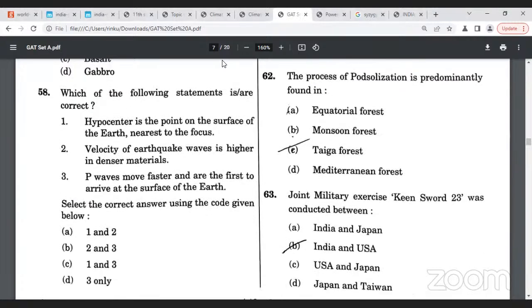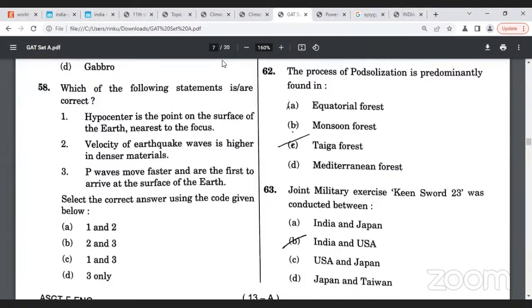Next, question number 58. Which one of the following statements is correct? First statement: hypocenter is the point on the surface of the earth nearest to the focus. Hypocenter and focus are one and the same thing. It is the point within the crust of the earth, it might be deep or it might be closer to the surface, somewhere lying in the crust of the earth. But in either case, hypocenter and focus are both one and the same thing, and they are just alternate names for the same entity.